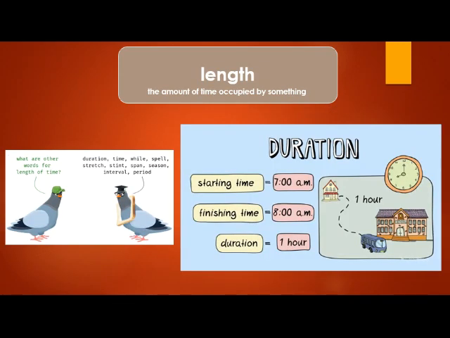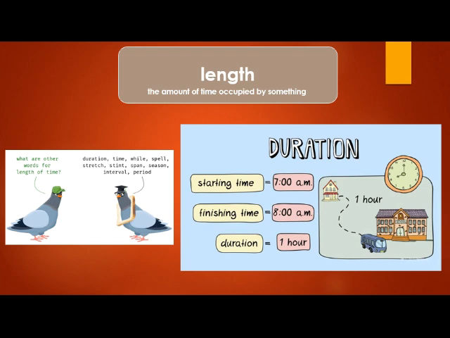Length. Now, length can mean different things, but in our text, we're going to be talking about the amount of time occupied by something. So you might also hear length of time referred to as the duration. Here is the duration of a trip. The starting time that this bus left was 7 a.m., so 7 in the morning. The finishing time when the bus arrived at school was 8 a.m. or 8 in the morning. That means the length of time or the duration for that trip was 1 hour from 7 until 8 a.m.